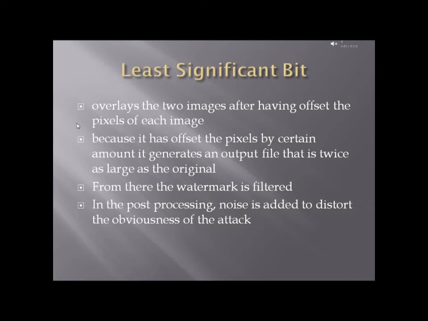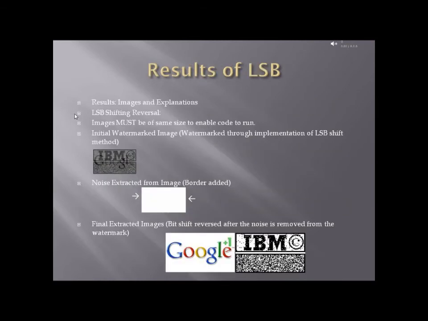However, if we are able to capture the noise image as well as the watermark image, it's easy to reverse the attack. The results of LSB are shown below. In the initial watermark image, you can see that the IBM logo and the Google Plus logo are overlaid. These two images are exactly the same size. On the second image, you see that the noise extracted from the image is present below, and it's not actually difficult to see the sparse pixels that litter the white landscape. In the final extracted image, we reverse the bit shift after we remove the noise, and we are able to extract the final files with 100% fidelity.